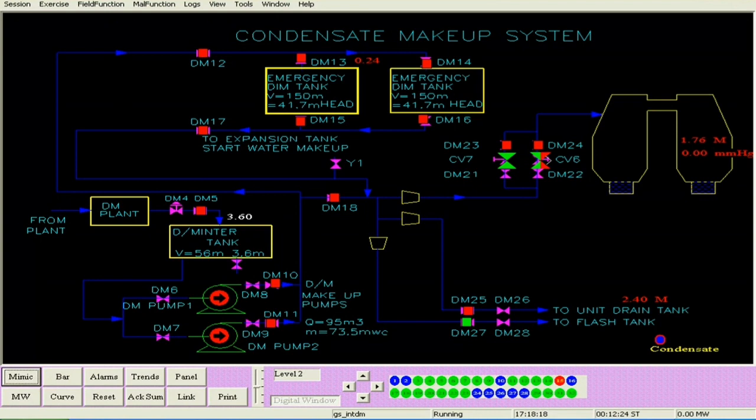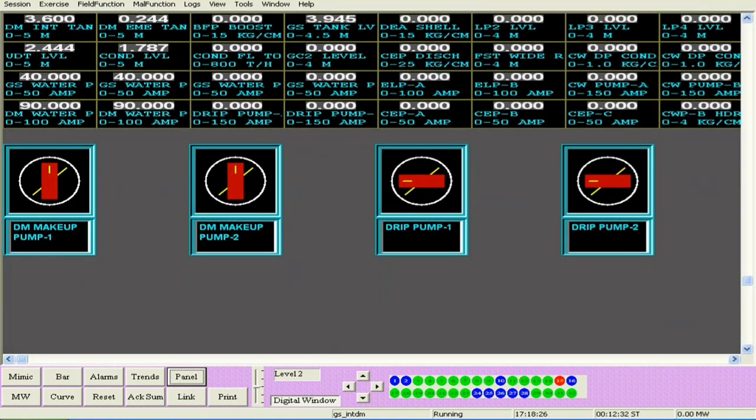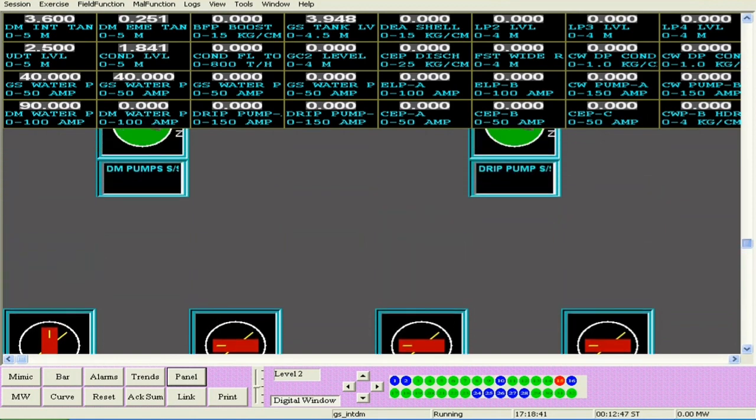So herein, when the UDT is full, the DM pumps will be running, but one pump we will put on service. We will have only one pump in service, and the other pump we will make off and put as a standby, so that if the running pump trips, the other pump will pick up automatically.